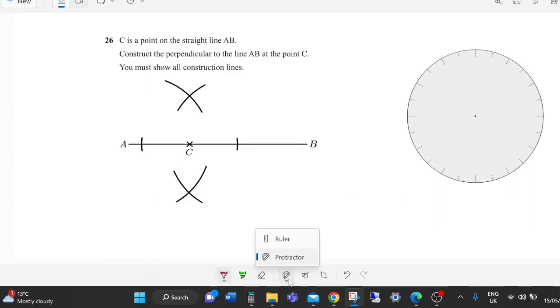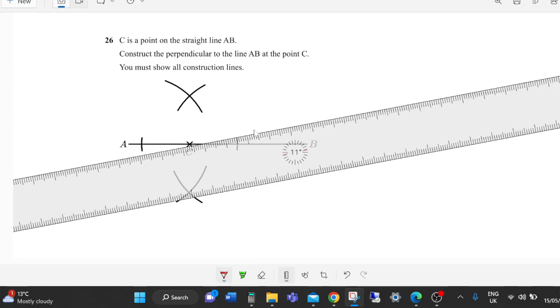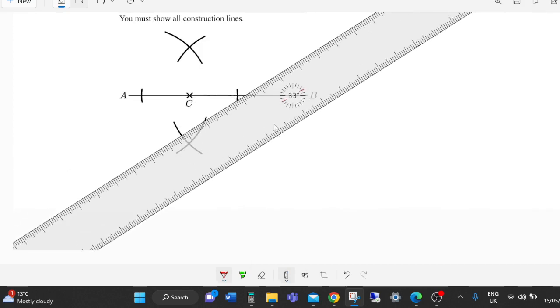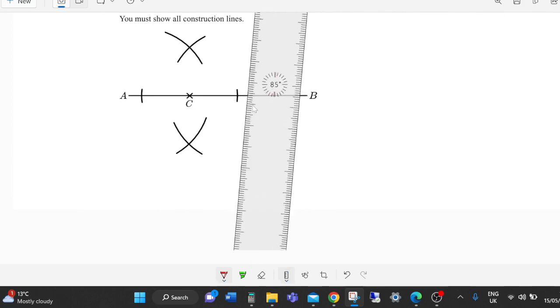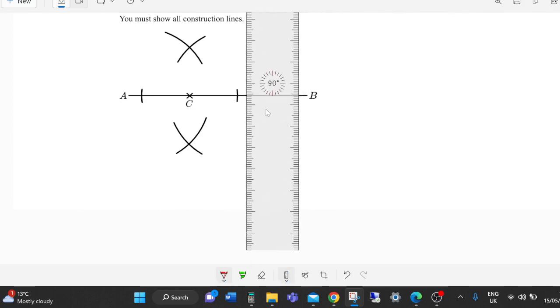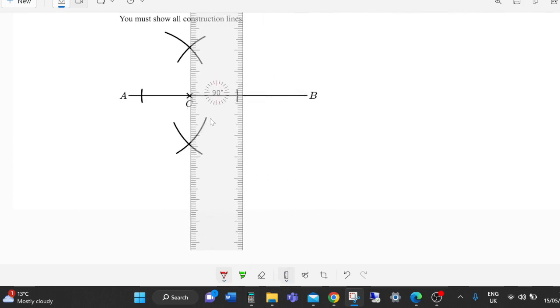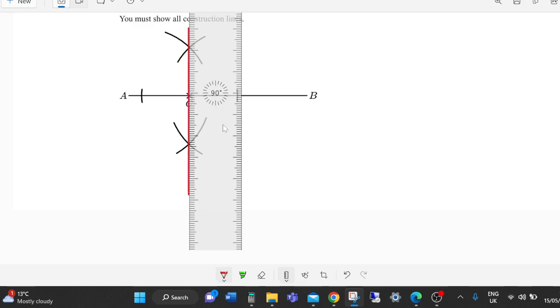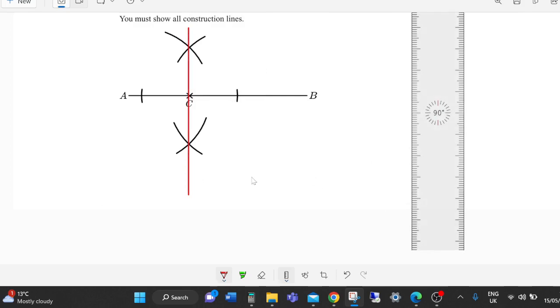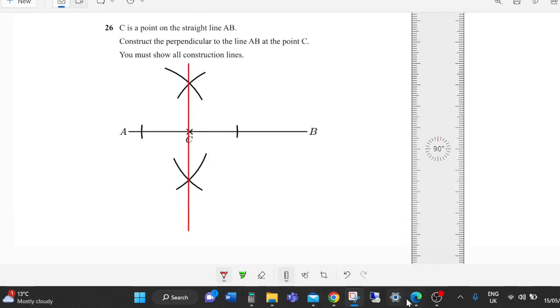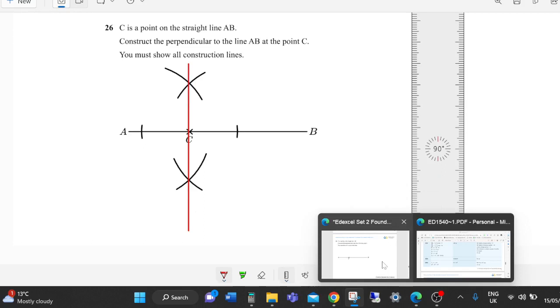So that's where I bring in my ruler, spin my ruler to vertical, and then hopefully it lines up perfectly. And then straight line joining them, and that's how I would do my perpendicular bisector of that. Hopefully that makes sense, and I will sketch that onto the sheet.